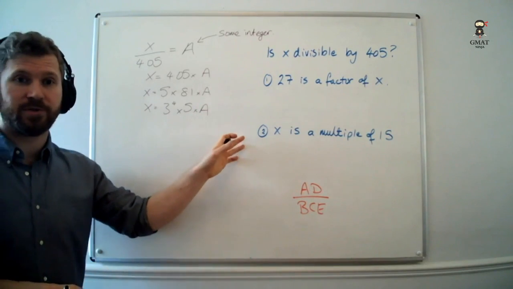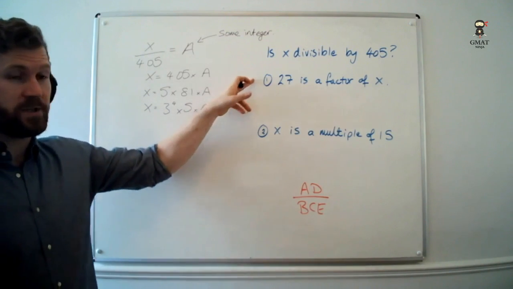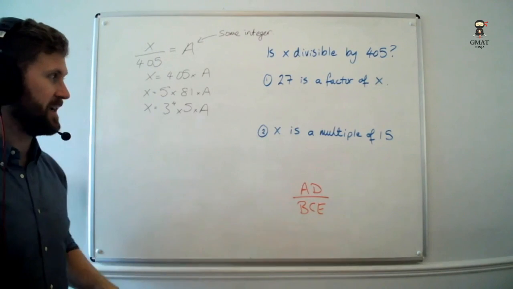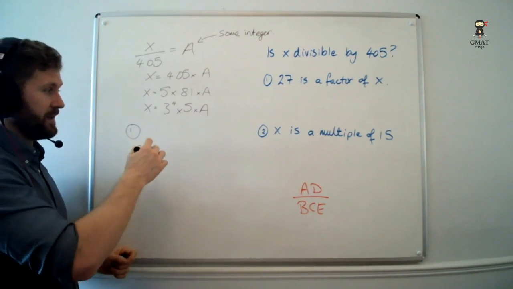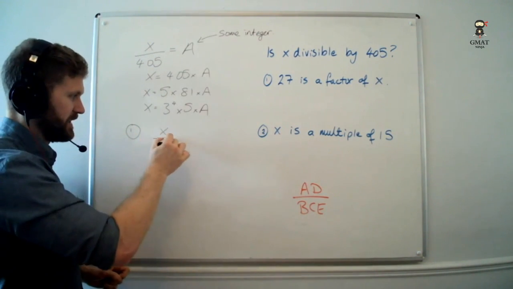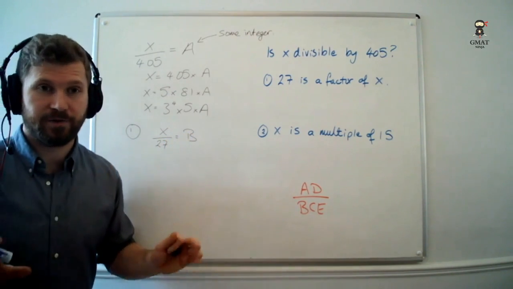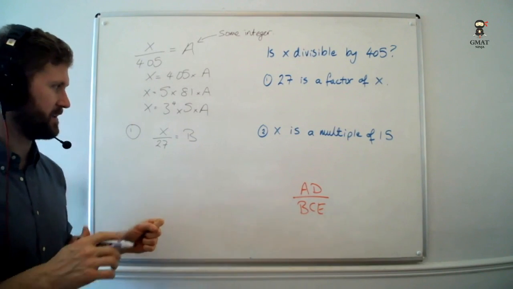We've not even looked at 1 or 2 yet. We're still defining the question. But now that we've got this set up, we can take a look at the information we've been given. First job, 27 is a factor of x. In a very similar way, we can set that up and say, okay, if 27 is a factor of x, then x divided by 27 will equal b, some other integer. That must be a whole number, and that's going to be very important later.